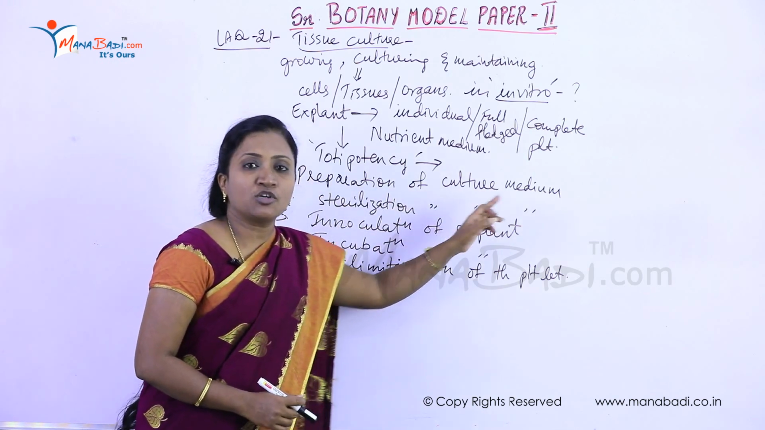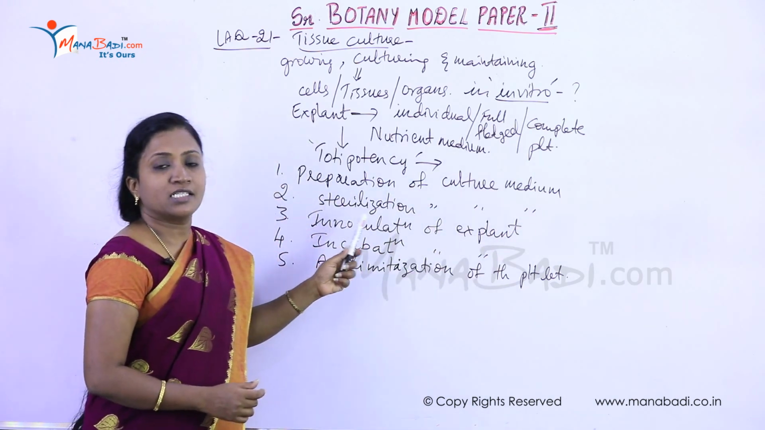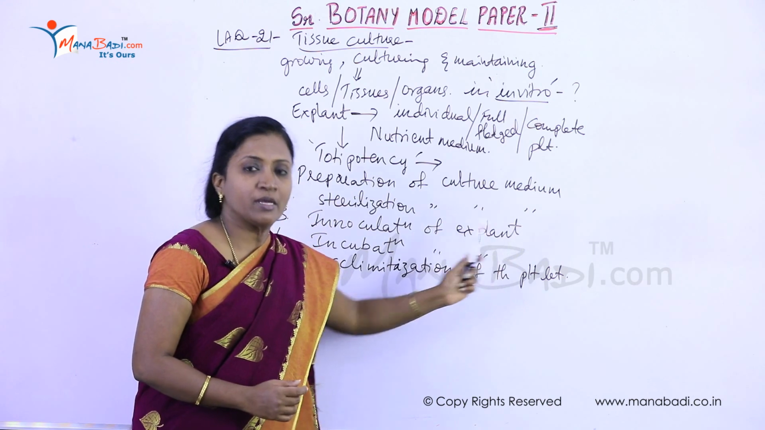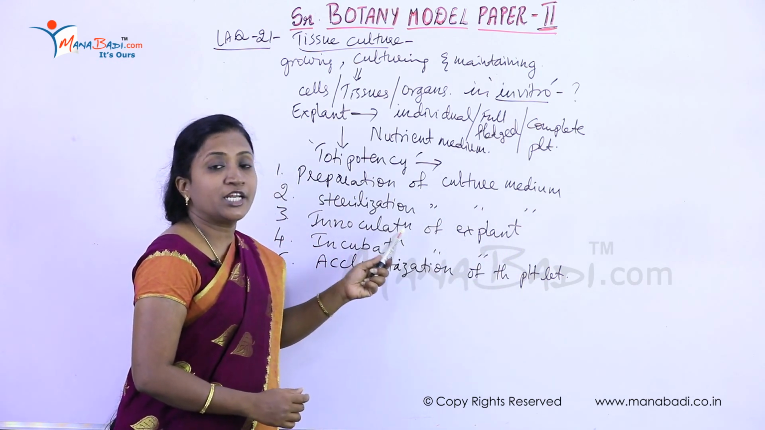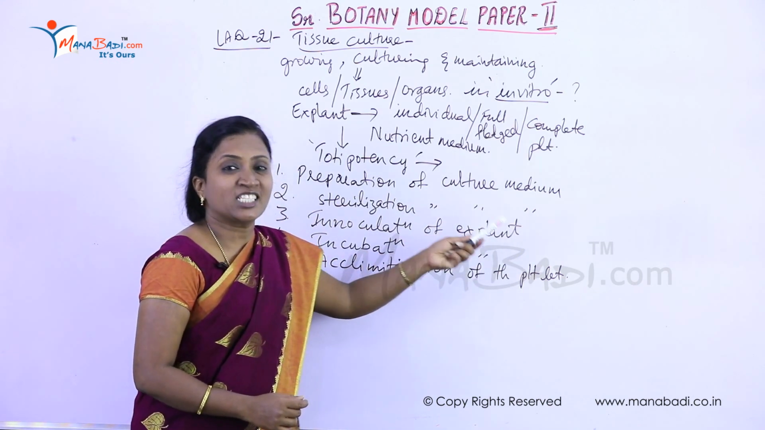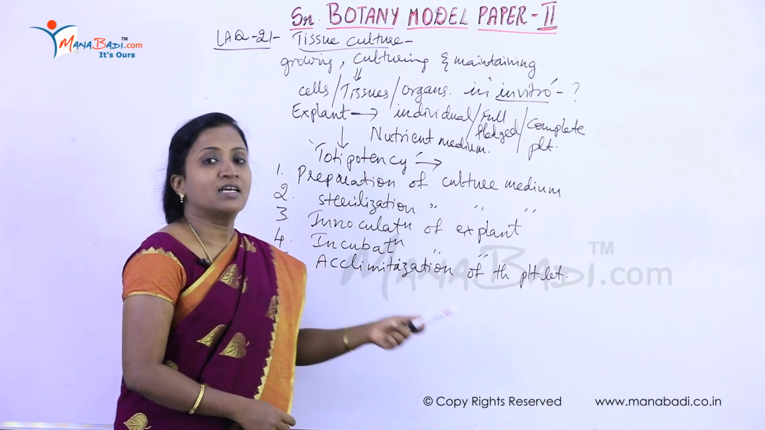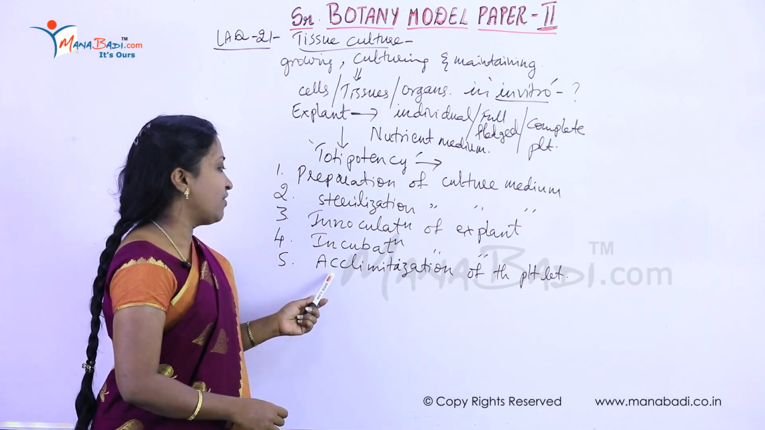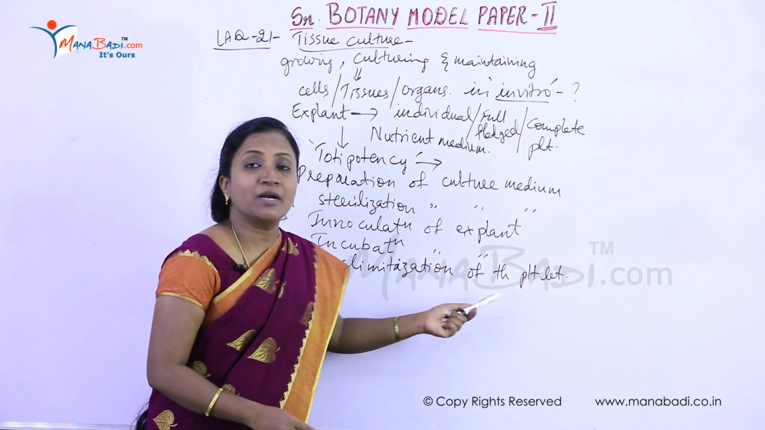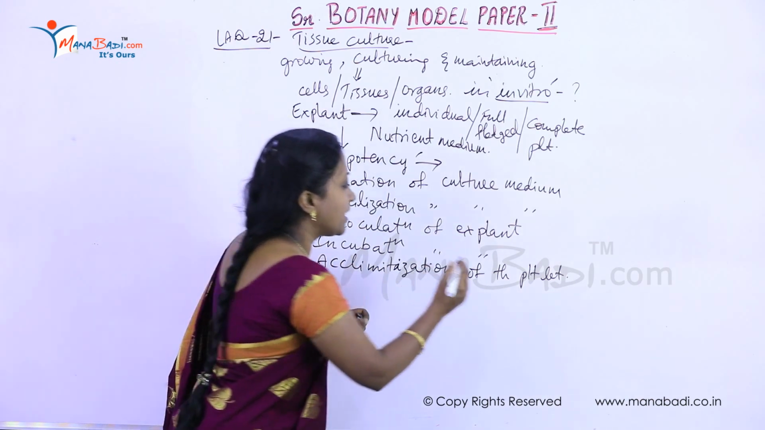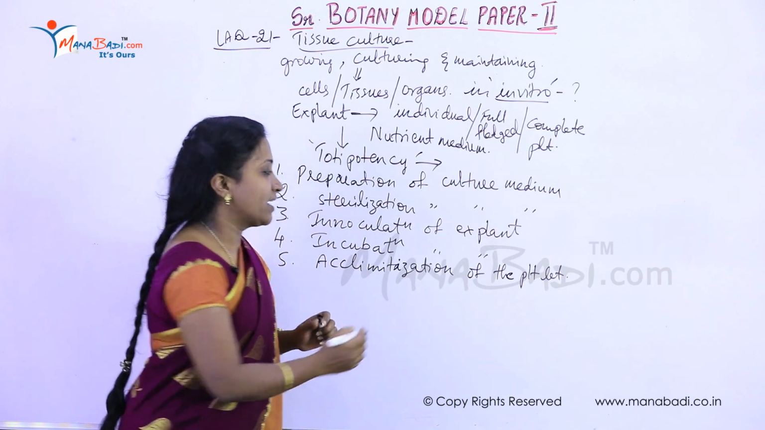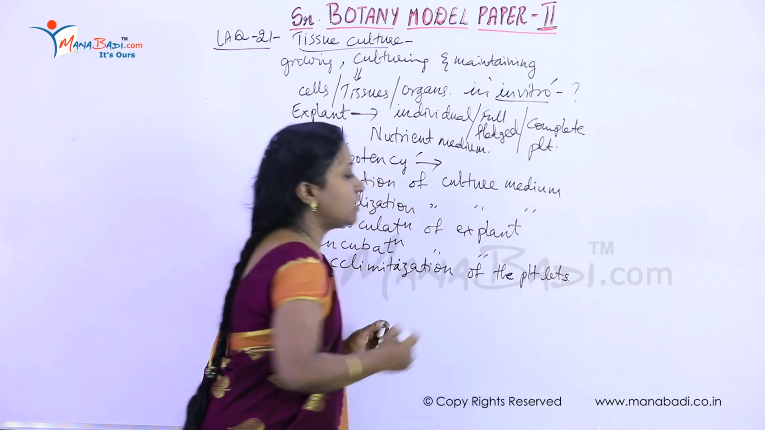First is the preparation of the culture medium. Next is sterilization of the prepared culture medium. The third step is inoculation of the explant. The fourth step is incubation of the explant, and the 5th step, the last step, is acclimatization of the plantlets.